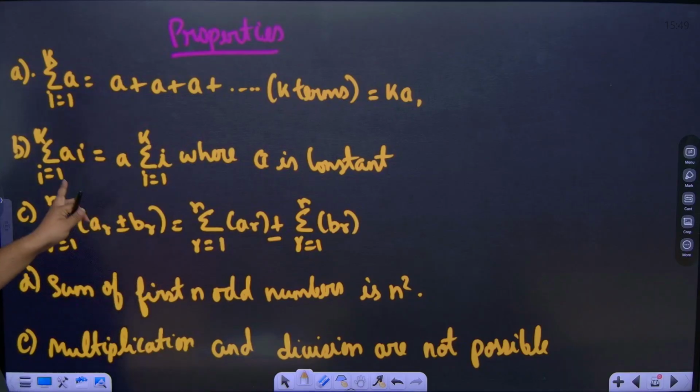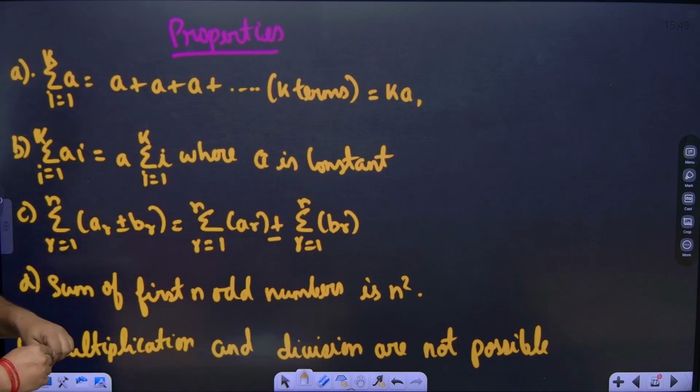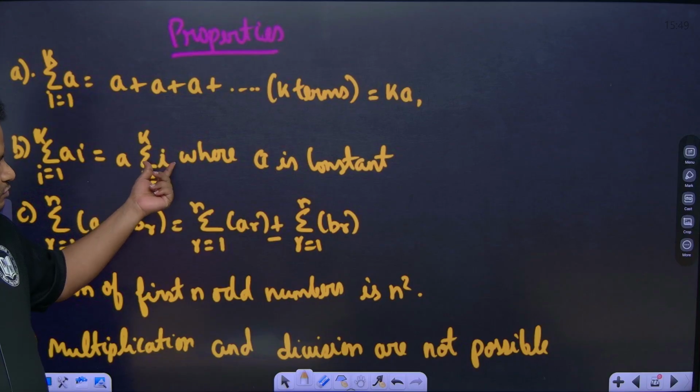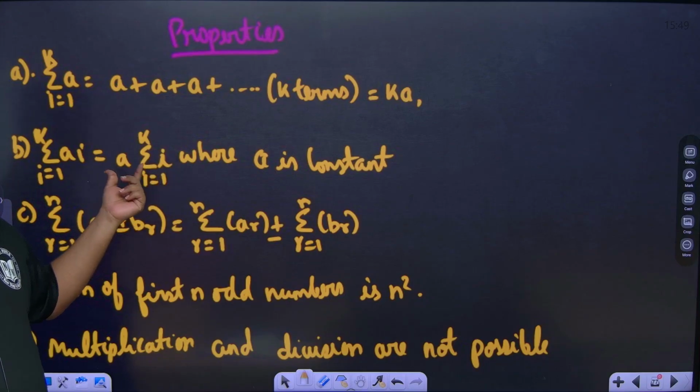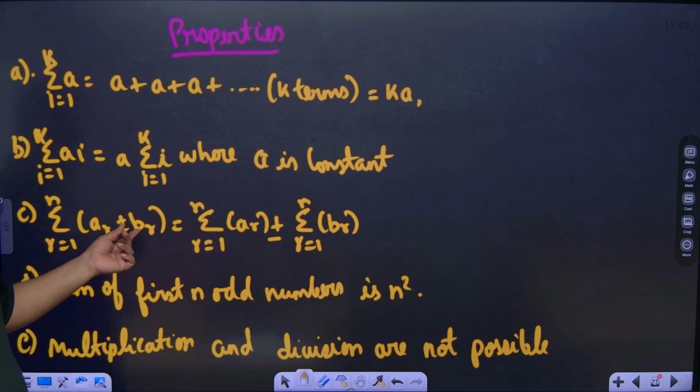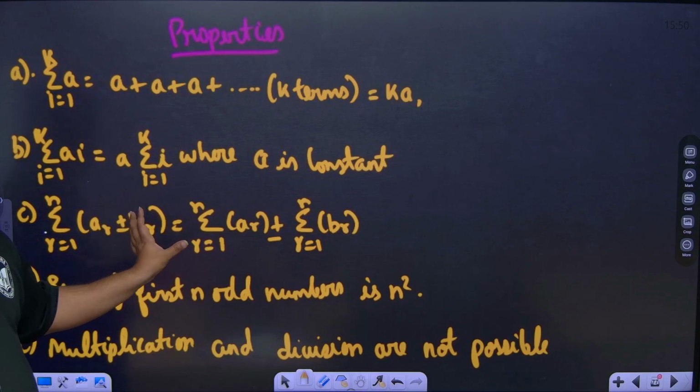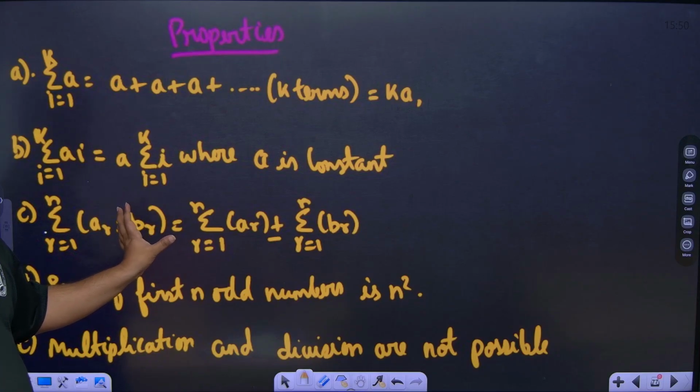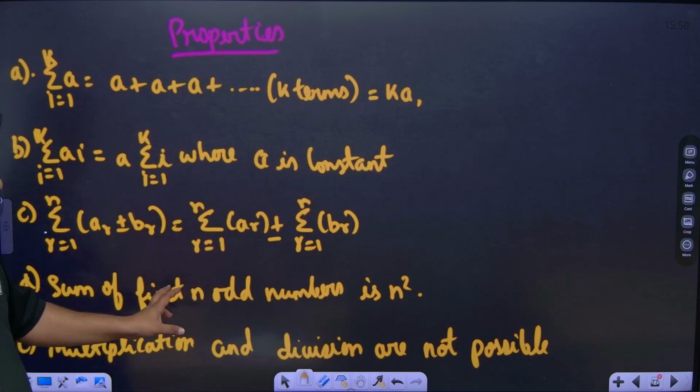Next, summation of i running from 1 to k, a into a_i, where a is a constant, means a can come out. You can use summation only for this term. A is the constant. Now, summation of r running from 1 to n, a_r plus or minus b_r, that time you can apply summation separately. For this separately, plus or minus summation of b_r. Okay. Clear? Okay.